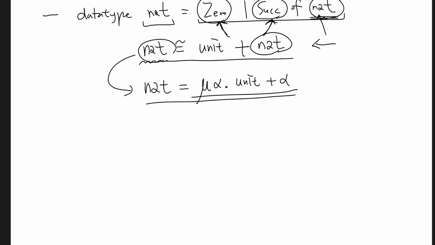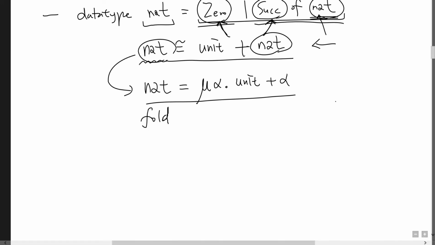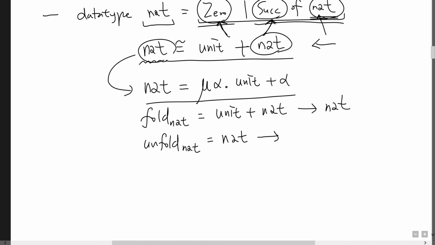Now, how can we encode this 0 and successor? Remember that when you declare this recursive type NAT, the type system automatically creates two functions for you. The first is fold, and the second is unfold. So fold takes unit plus NAT and then folds it to create NAT. And unfold takes NAT, natural number, and then unfolds it. So it returns unit plus NAT.